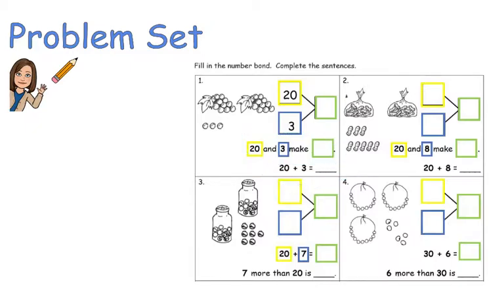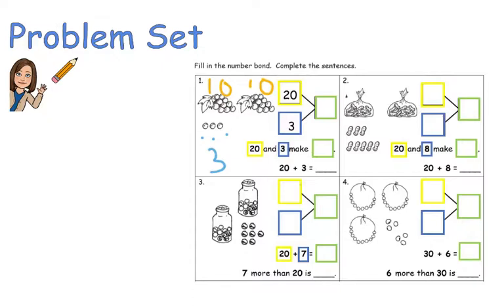Okay, so the first one. I'm looking at it and I see some grapes here, a group, and another group. What are those groups of? 10. Very good. So I'm going to actually write 10 above them. And then how many grapes are there by themselves? 1, 2, 3. So 3.